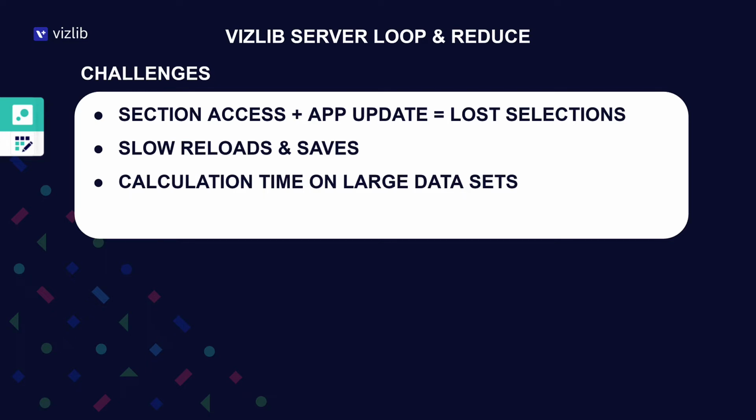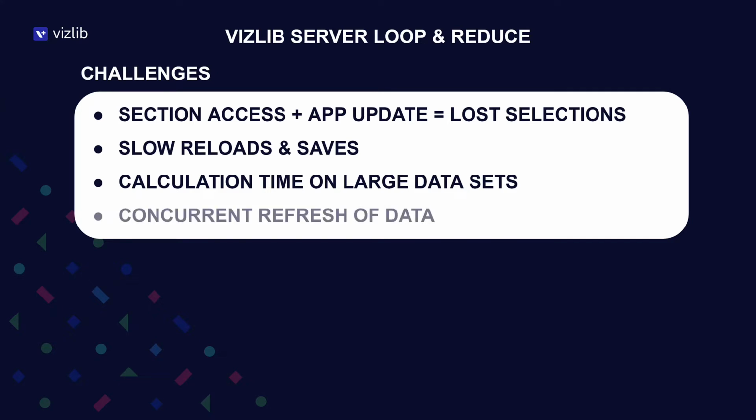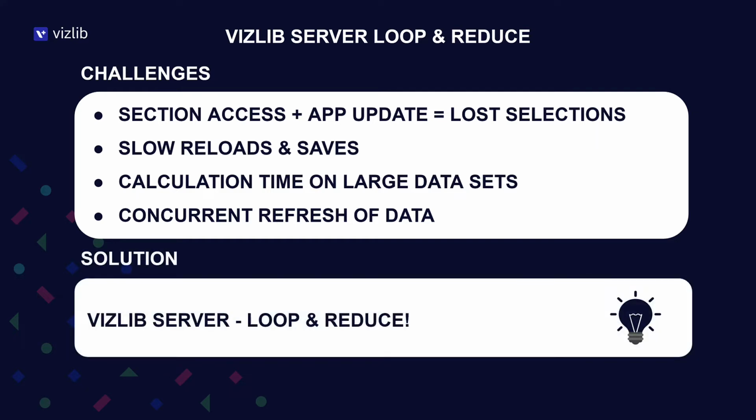Calculations in larger applications are slower compared to an app with only the data the user has access to. And finally, for Writeback only, when applications are updated by many users, it cannot be done at the same time, since only one refresh of the data can be active at the time. The solution to these limitations is a feature we call Loop and Reduce.